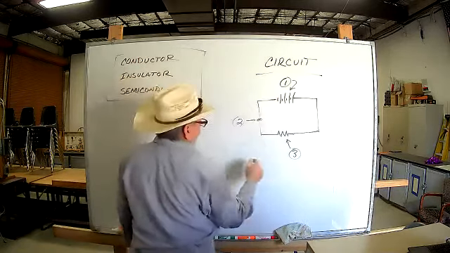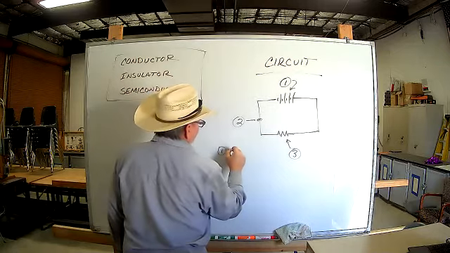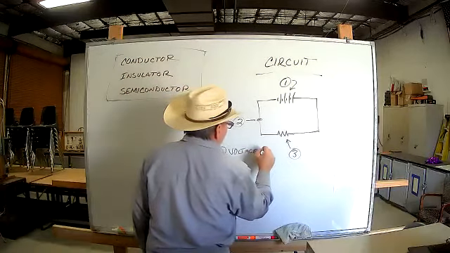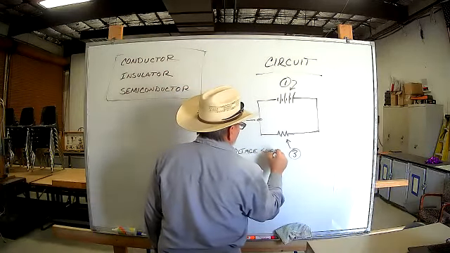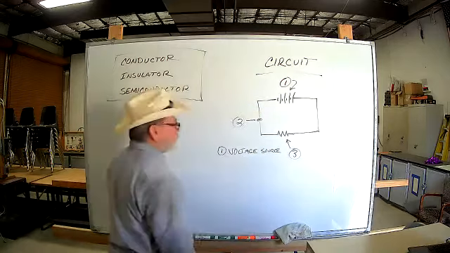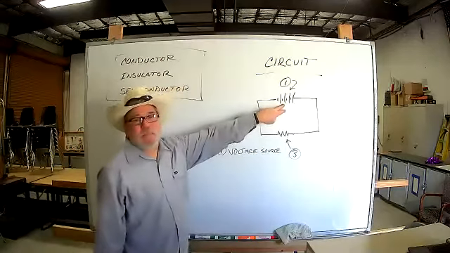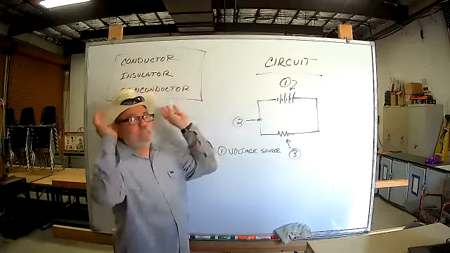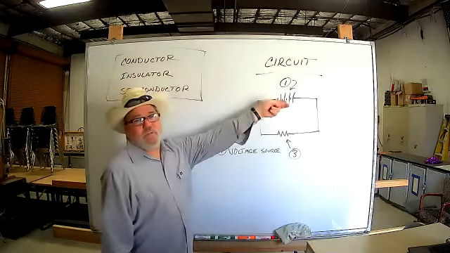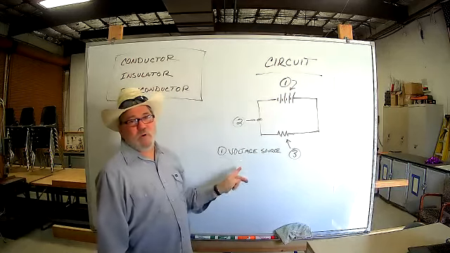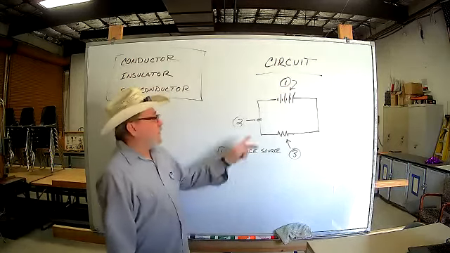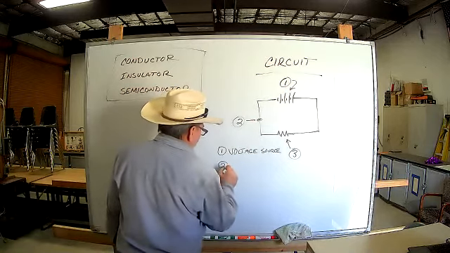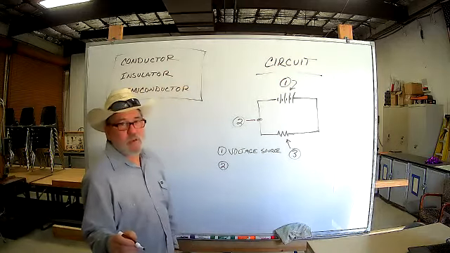Number 1, it has to have a voltage source, okay? It could be a battery, it could be an alternator, it could be solar panels, it could be freaking anything that makes electricity. It has to have a voltage source. Number 2, it has to have conductors, okay? Conductors are just wires, but you just want to say wires.